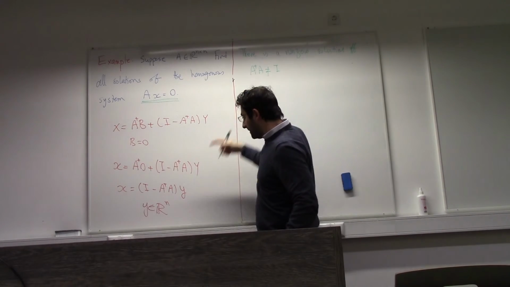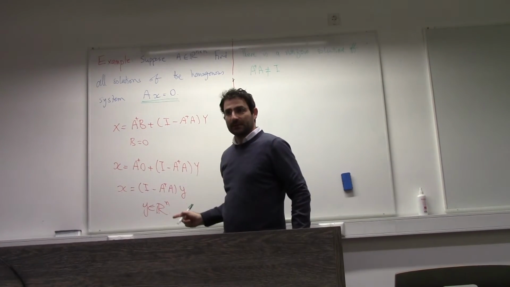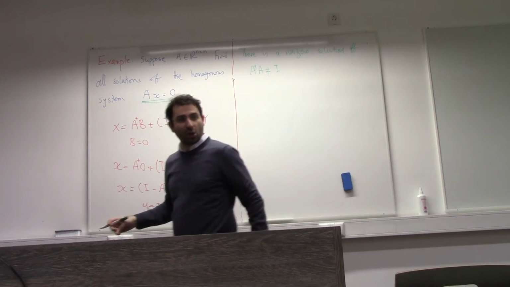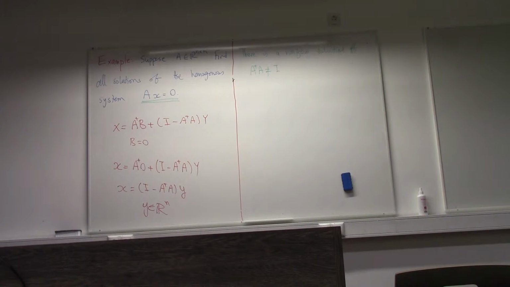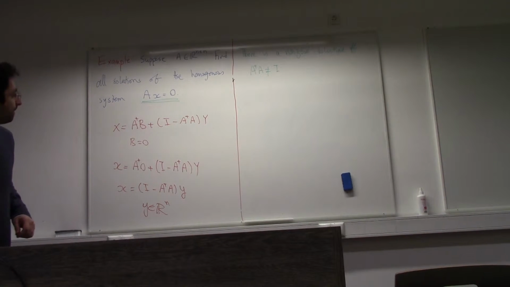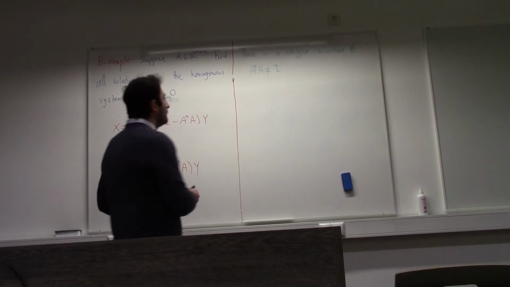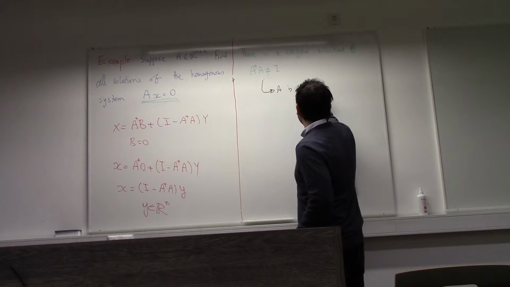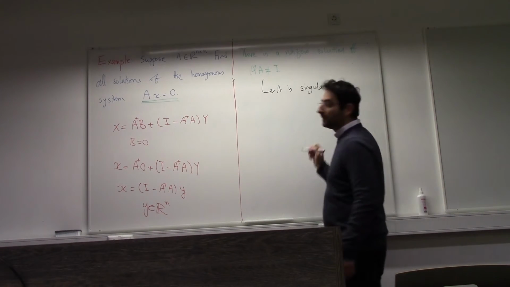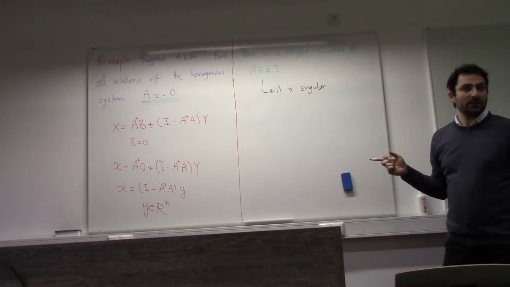Because if it exists, this will be 0, so x will be 0. So in order not to have x be 0, A plus A should not be I. What does it mean that A plus A is not I? Then it means that A is singular. Definitely A is singular, right?